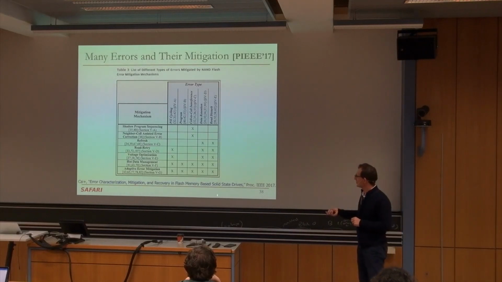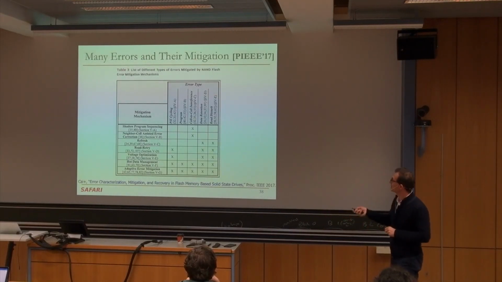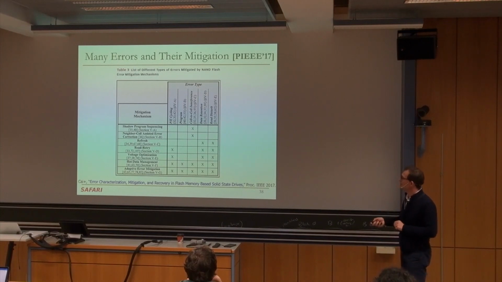And here's another example from that paper that I mentioned. These are the different types of errors. Program erase cycling, that's wear out. Program cell-to-cell interference, data retention, read disturb. This is in planar flash. There's also some more in 3D flash. And these are some mitigation mechanisms that we're going to talk about.